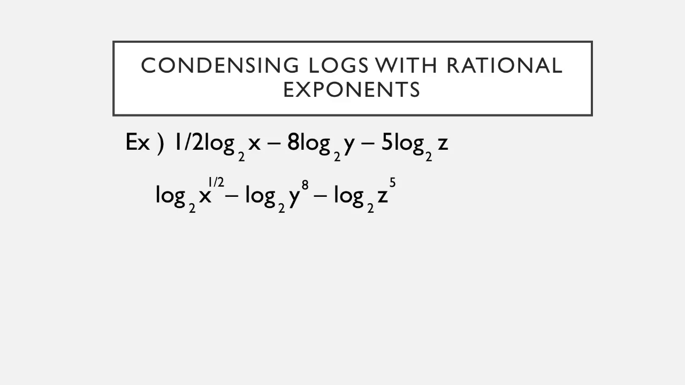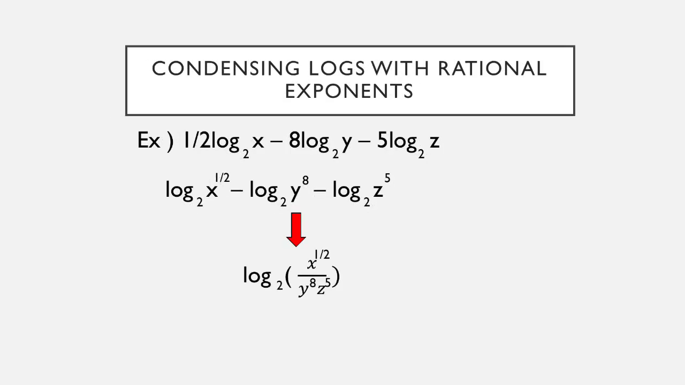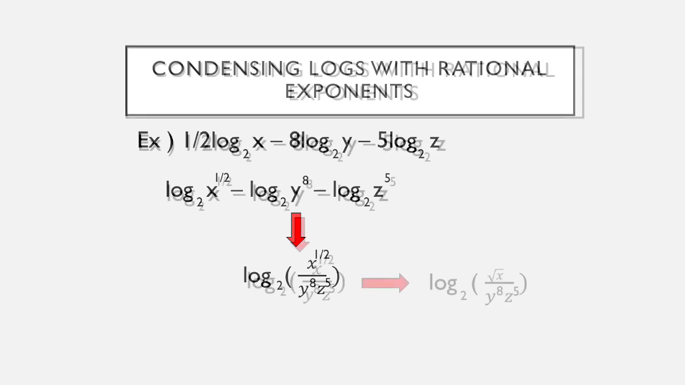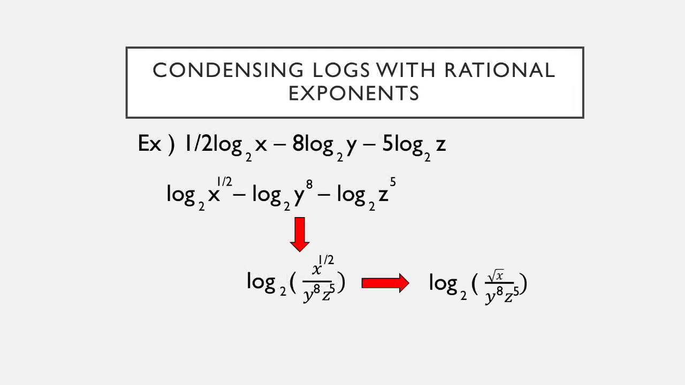Next, what we're going to use is the quotient rule in order to simplify because the logs are being subtracted from each other. If you're following along, what you should have done was moved both y to the 8th and z to the 5th to the bottom and kept x to the 1/2 on top. And since x to the 1/2 has a fraction in the exponent position, we're going to want to rewrite it as a radical. After rewriting it, our final answer is log base 2 of the square root of x over y to the 8th, z to the 5th.